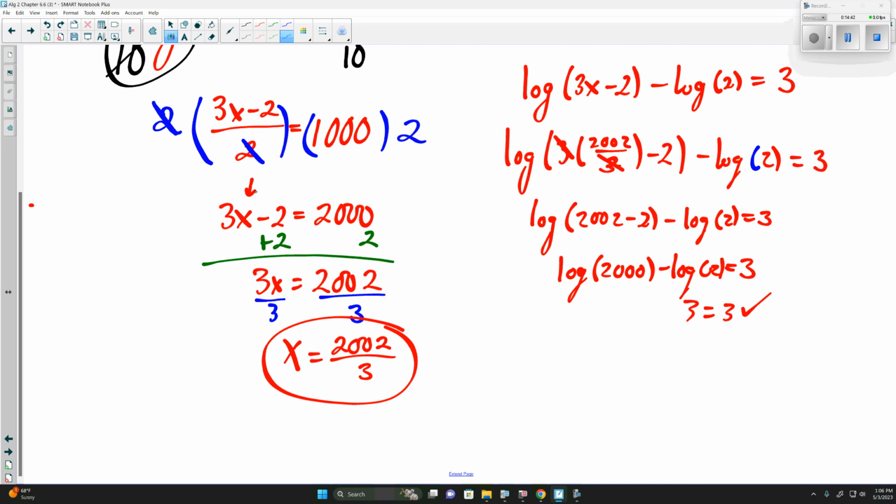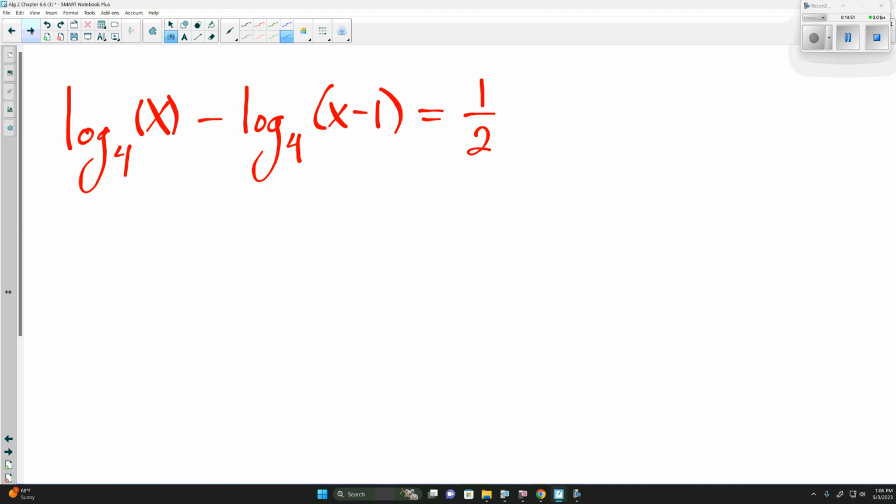Any questions on this here? We good with this here? Yes? We'll look at one more and then we are actually done with the notes today.